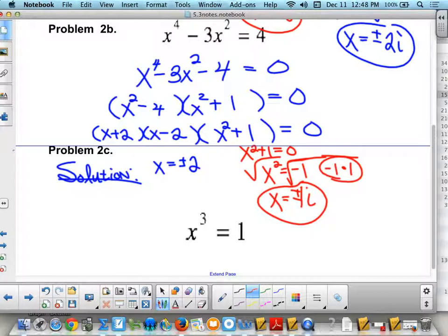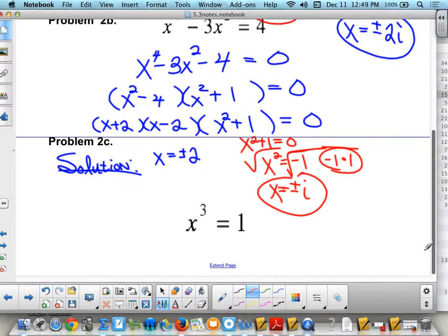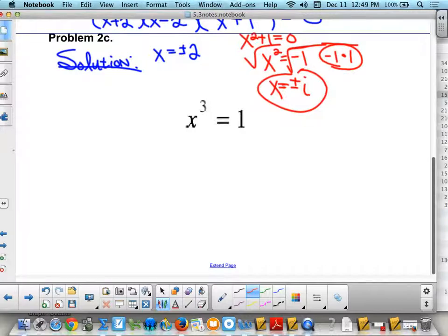I'm not going to put the 1 there. I'll just put I. But that's what you're supposed to be doing. So plus or minus I. Good? How many answers total? 4. 2, negative 2, I, negative I. 4 answers. Okay, next. Standard form is?